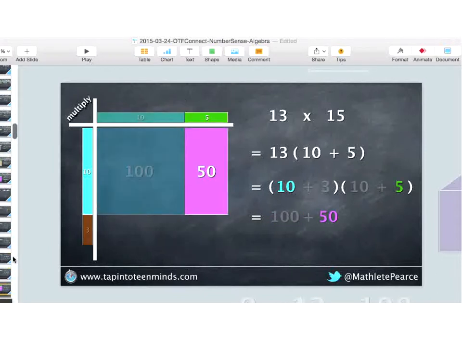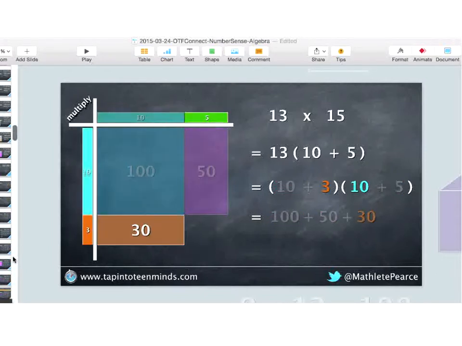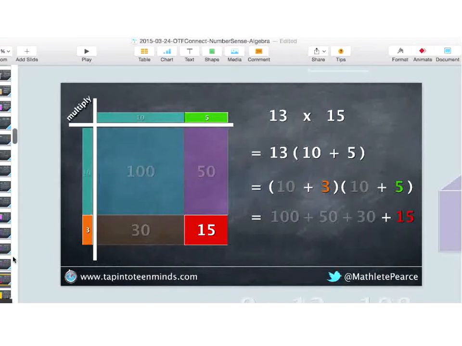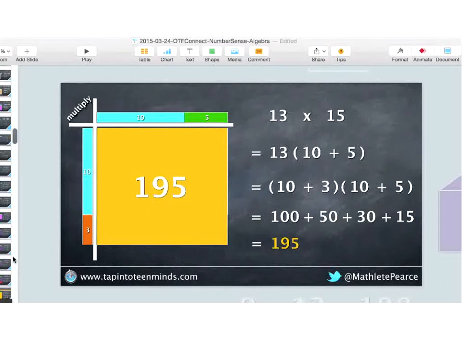So as we build this, I think we're all pretty comfortable here with what we end up getting. We end up getting our different chunks, which end up giving us a total of 195 when we put them all together. And I think, again, the visual really helps students see that every number in the first bracket must multiply by every number in the second.